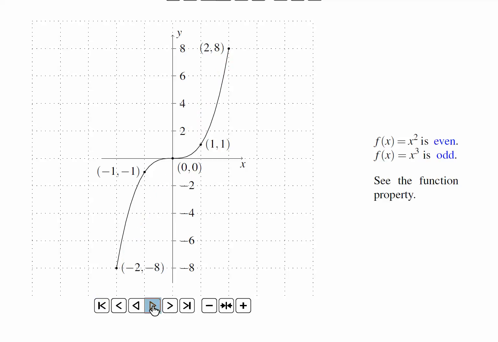You may play this animation. Okay, so that's the definition for odd function, and that's the property for the odd function.